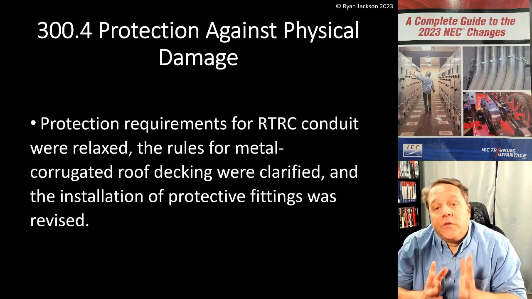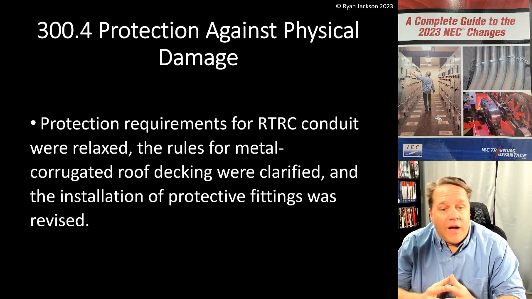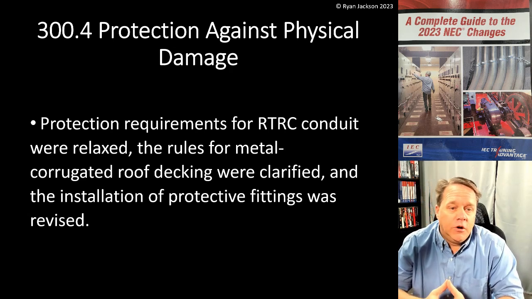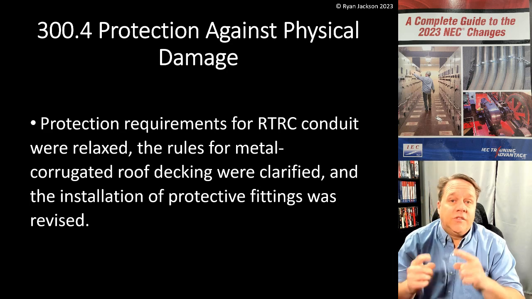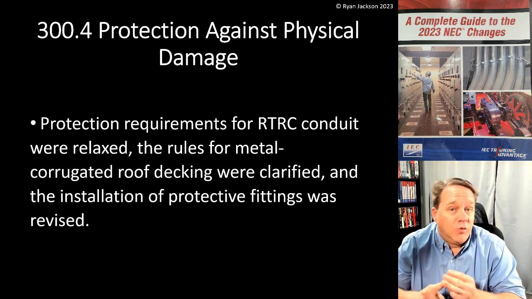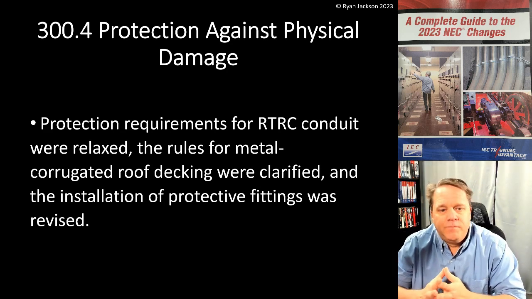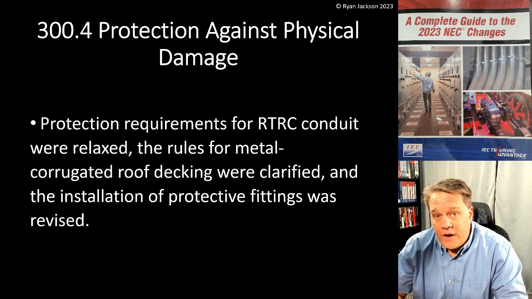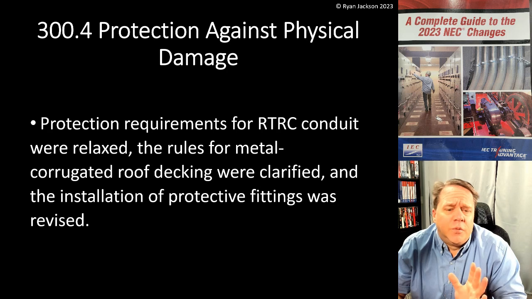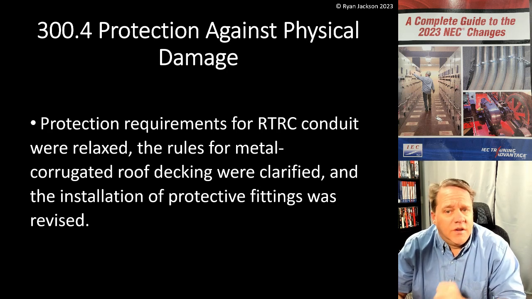Methods and Materials. The first change that we're going to talk about is in 300.4, Protection Against Physical Damage. And quite a few things happened here. Protection requirements for RTRC conduit were relaxed. That's reinforced thermosetting resin conduit, fiberglass conduit. The rules for metal corrugated roof decking were clarified. And the installation of protective fittings was revised as well.